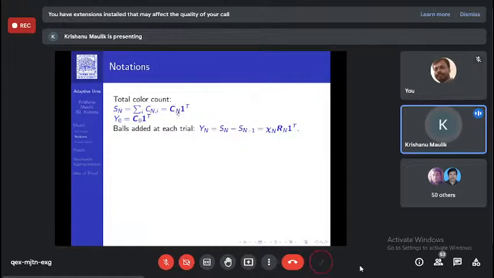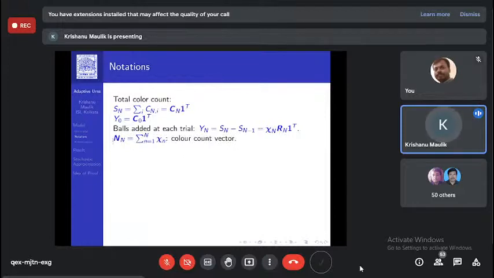You already have the notation Cn, the configuration vector, and then Sn is the sum of the coordinates, which is the total color count, or total color amount, I should say, after the nth trial. S0 is the total amount of color you start with, and Yn is the total amount of color that you add at each level, Sn minus Sn minus 1. By thinking of the evolution equation, Cn is equal to Cn minus 1 plus chi n Rn. So Yn is nothing but chi n Rn and then the sum of that vector, so chi n Rn 1 transpose. Remember, 1 transpose is a column vector. Whenever I put a transpose, I have a column vector, and whenever I don't put a transpose, it is a row vector. Which is a bit non-standard, but I'll stick to that.